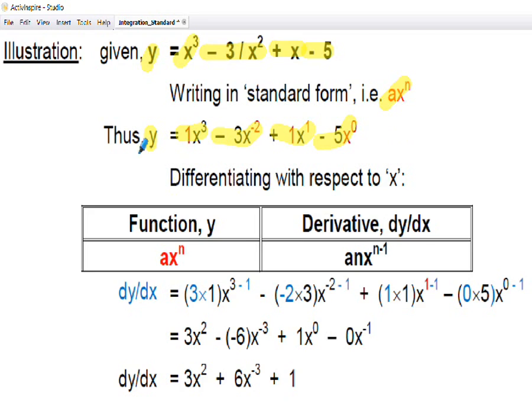If we now use our standard differential tables and differentiate ax to the n, we get anx to the n minus 1. I put the detailed solutions there, but I'll jump to the final line here. dy by dx would be, from our standard derivative tables, 3x squared plus 6x to the minus 3 plus 1. I'll let you look at the above line at your leisure.